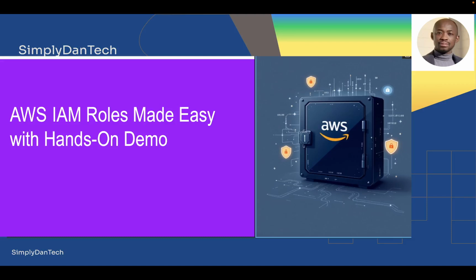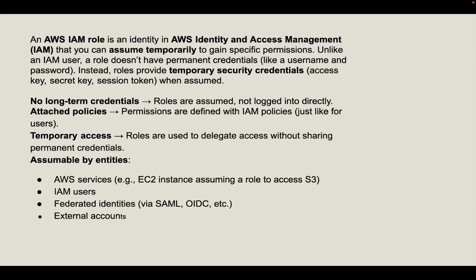Okay, before we go on, let me explain what is IAM role. IAM role is basically an entity. It's also part of the AWS IAM, Identity and Access Management component, whereby you can assume a temporary role or gain access to specific resources within AWS.